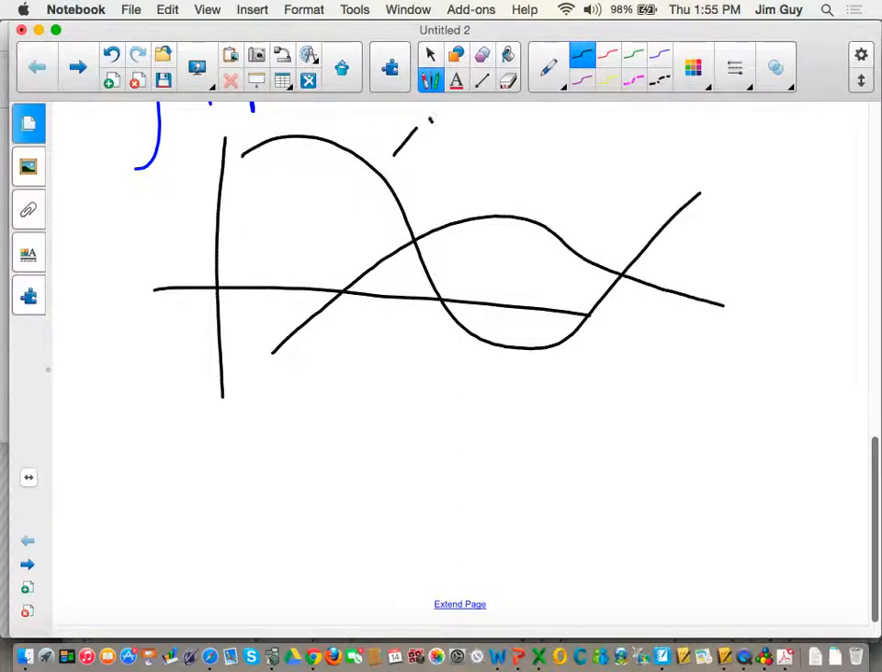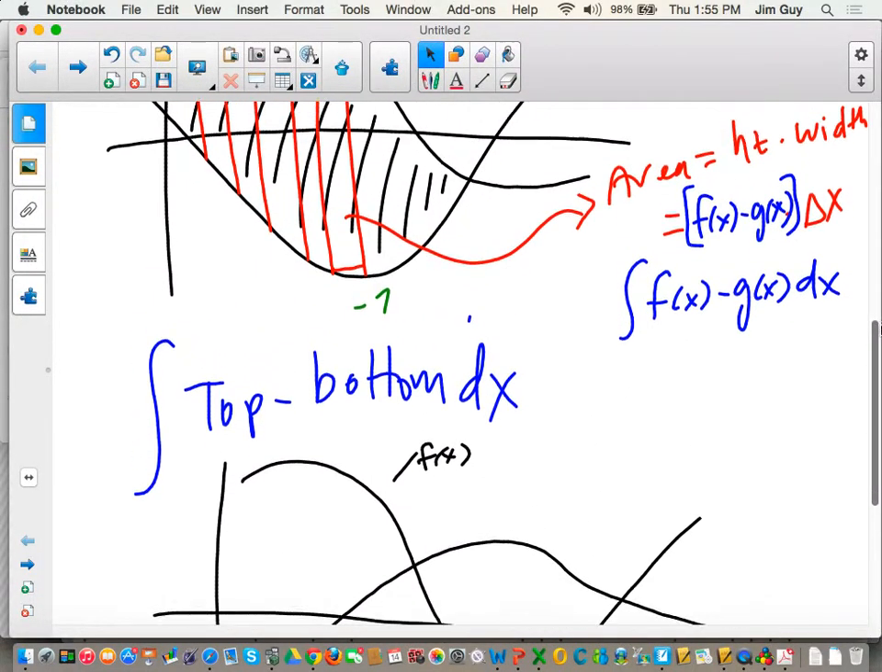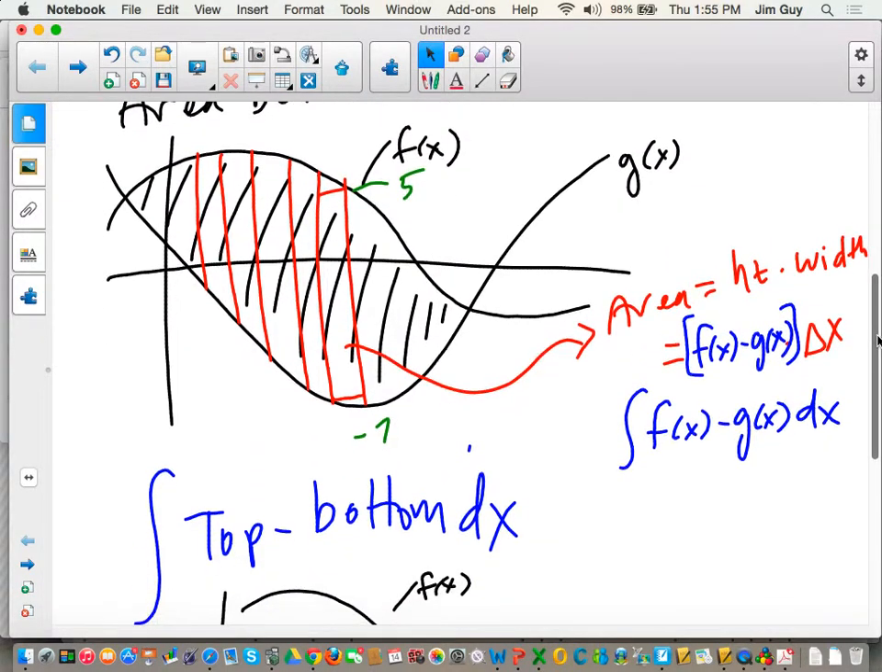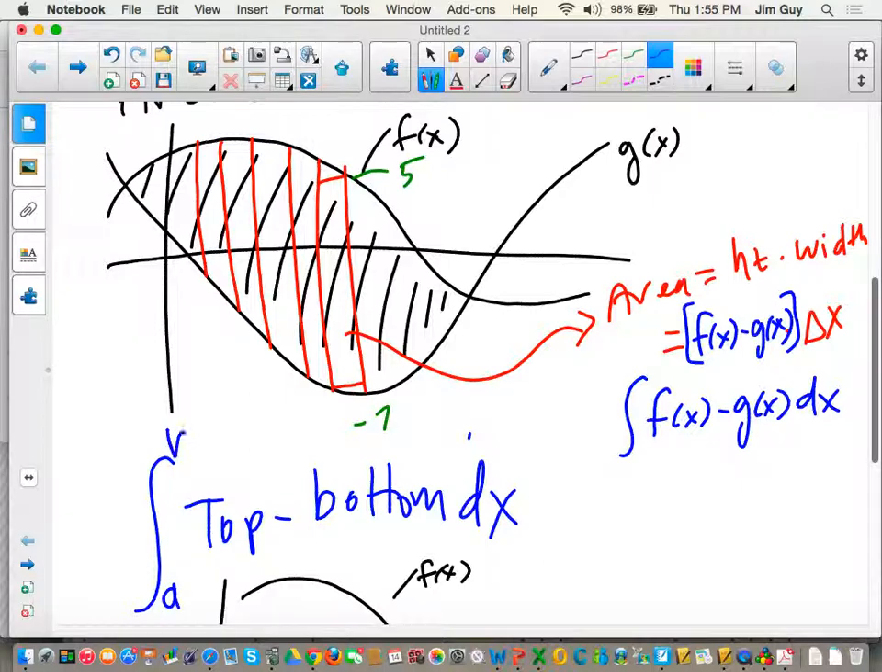So let's say this is f of x, and this one's g of x. Wait, I almost forgot. Can I back up for a moment here? Sure. We need limits. We can't just take the integral. We've got to go from a to b. I want to make sure you get that in your notes. A is there and b is there. So it's just where the area starts and stops.